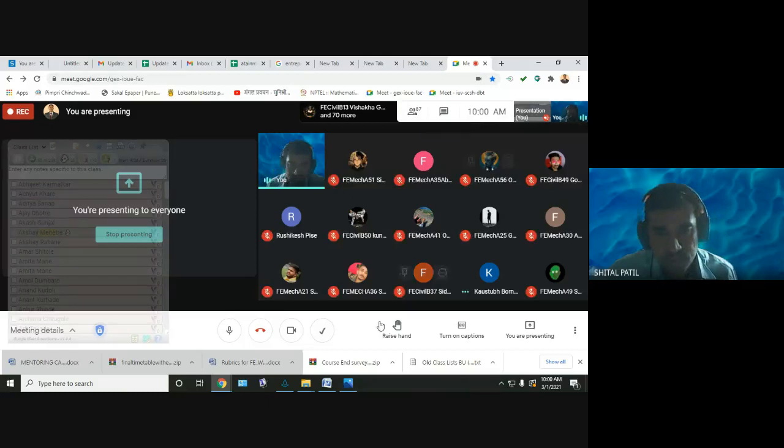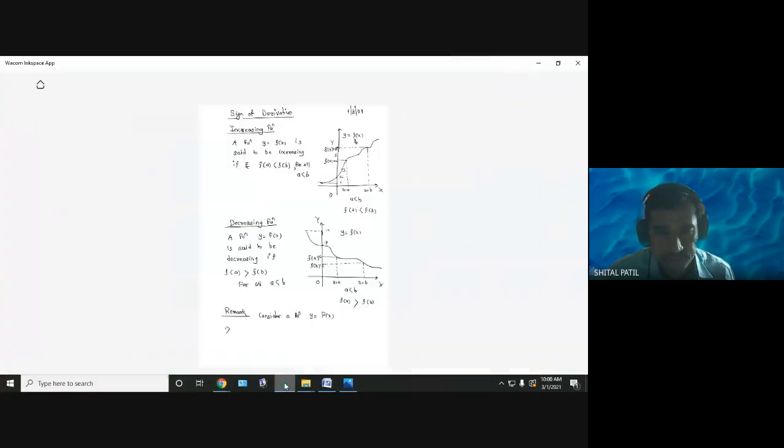Right, a function y equal to f of x. If f dash of x is greater than 0 in an interval AB, then the function is increasing in that interval. Important, remember.